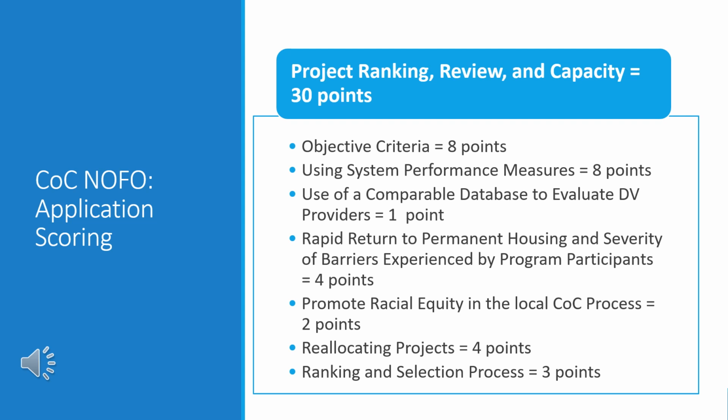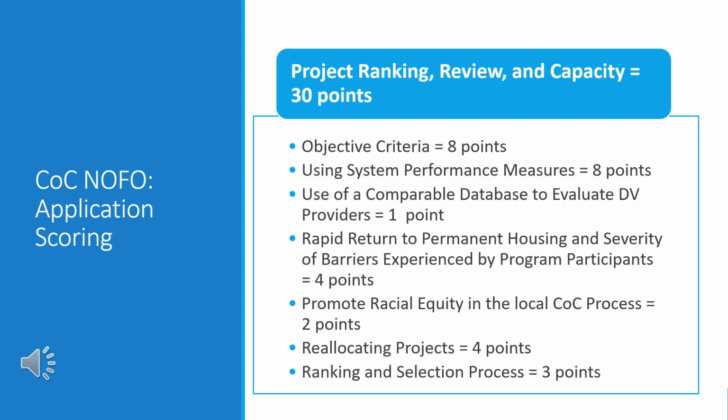To earn these points, the CoC had to demonstrate it publicly notified applicants of the criteria being used, multiple objective criteria, and gave at least a third of its points for objective criteria. HUD awarded CoCs up to 8 points for the use of criteria related to the system performance measures. To earn these points, the CoC needed to demonstrate it publicly notified applicants of the SPM-related criteria being used.